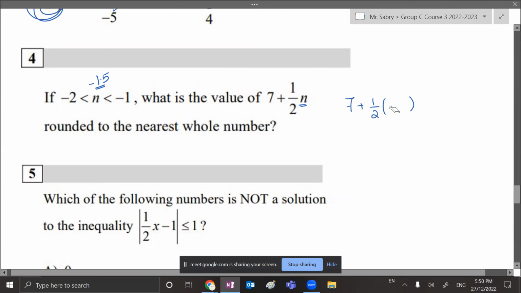Now -1.5 is the same as -3/2. So when you multiply those, it will become -3/4.